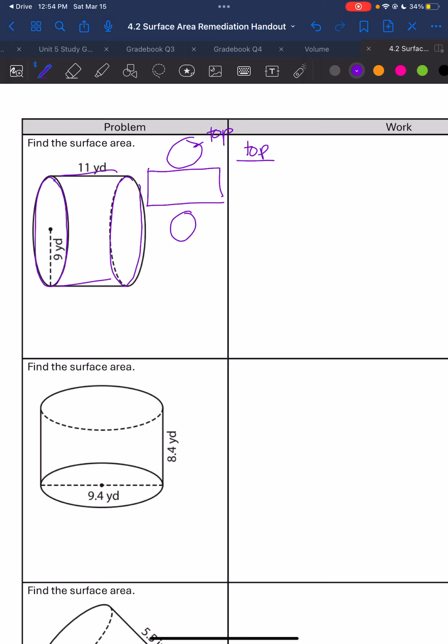So, I know it's a circle. So, to find the area of a circle, I'm going to use pi r squared. So, the area is going to equal pi times 9 squared. And that's going to be 254.34. Okay, well, I know the bottom is going to be the same exact as the top, because I know that those are my 2 bases and they're congruent. So my bottom is also going to equal 254.34.